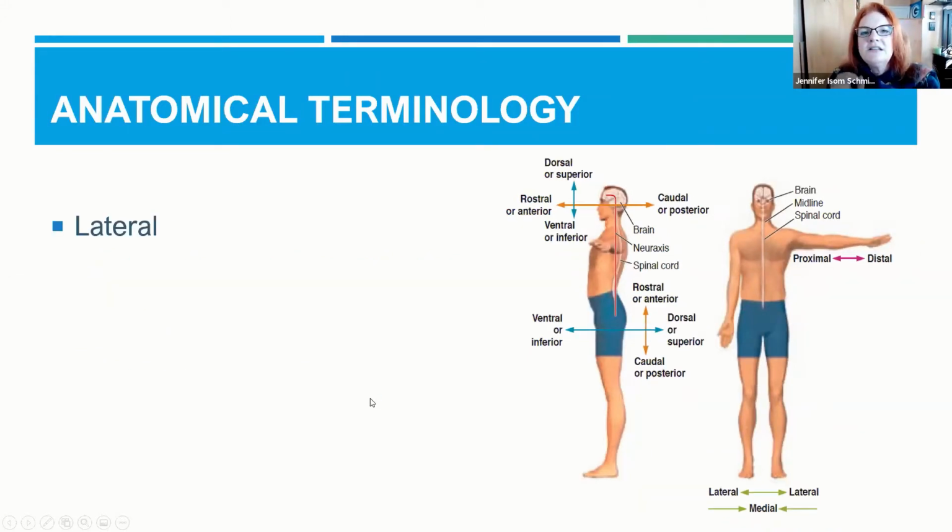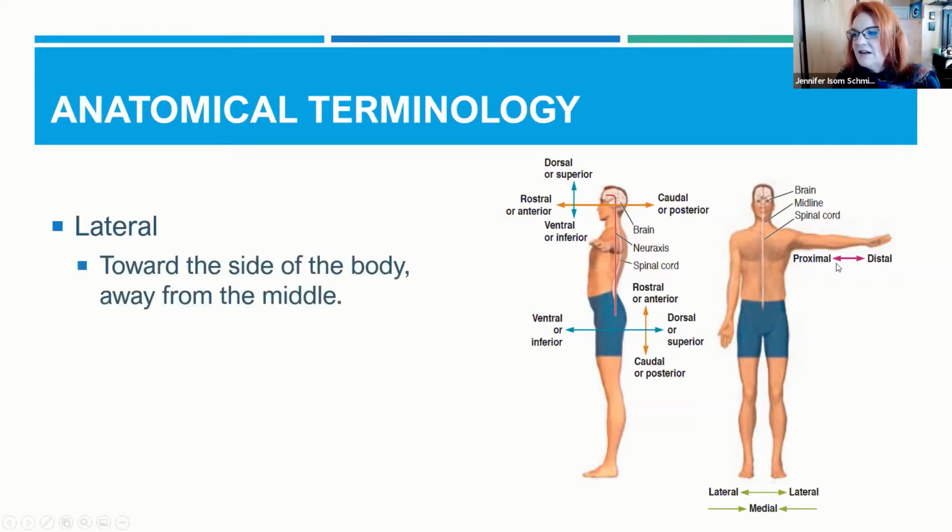Okay, if we're trying to decide or describe a structure that is located more towards the center of the body versus one more located towards the side of the body or away from the neuraxis, then we would use these terms. Lateral describes anything that is located more distally or away from the neuraxis. Here's the neuraxis here. Remember this little red line? Anything that's located away from the neuraxis is more lateral. Anything that's located more close to the neuraxis is more medial.